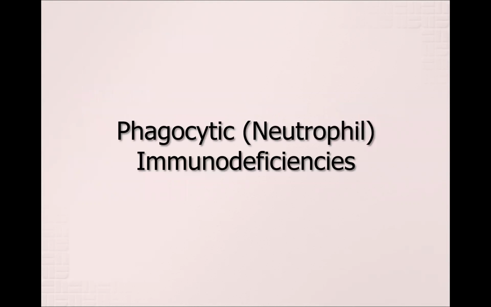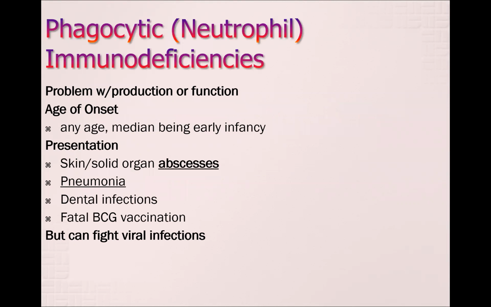All right, we're going to try to move through these last couple here pretty quick. So phagocytic immunodeficiencies really can be a problem with either production or function of the neutrophils. Can happen at any age, but usually infancy is the time period where we're starting to see this. The type of abscesses we're really going to want to think about for phagocytic immunodeficiencies are going to be those with skin or solid organ abscesses, recurrent pneumonias, dental infections, those type of things.